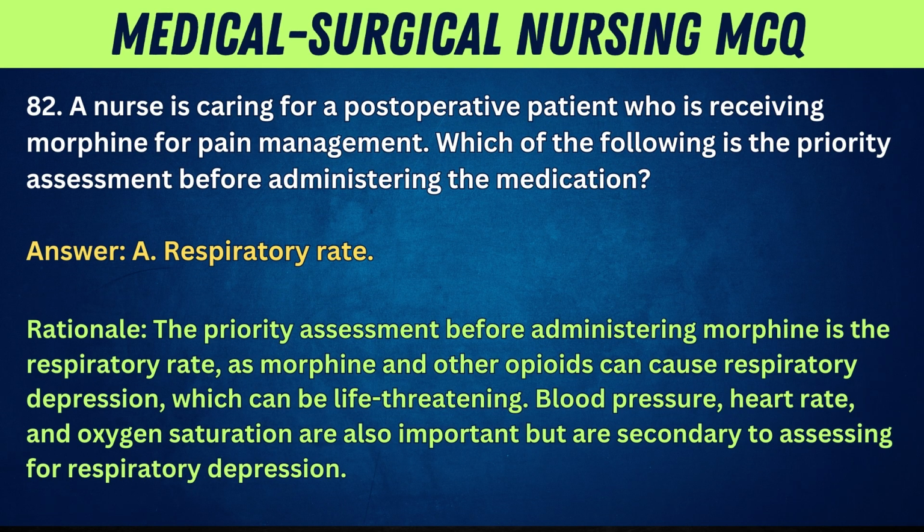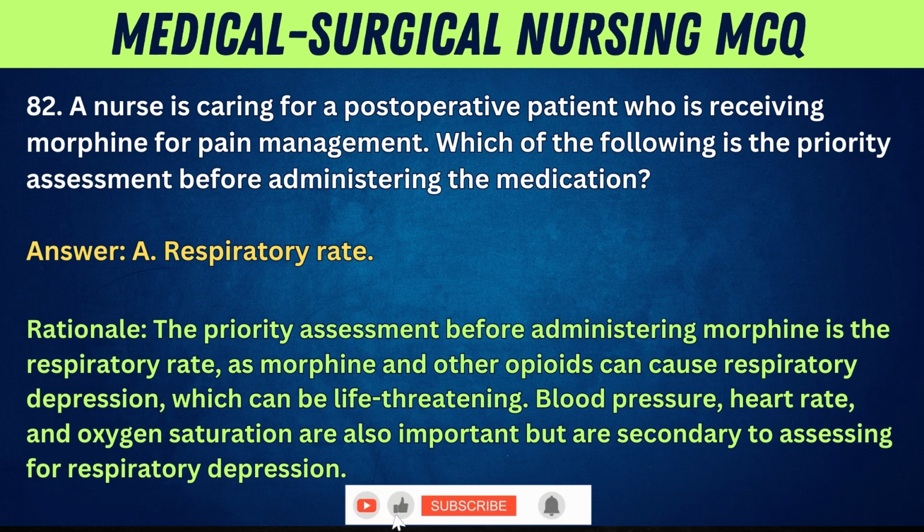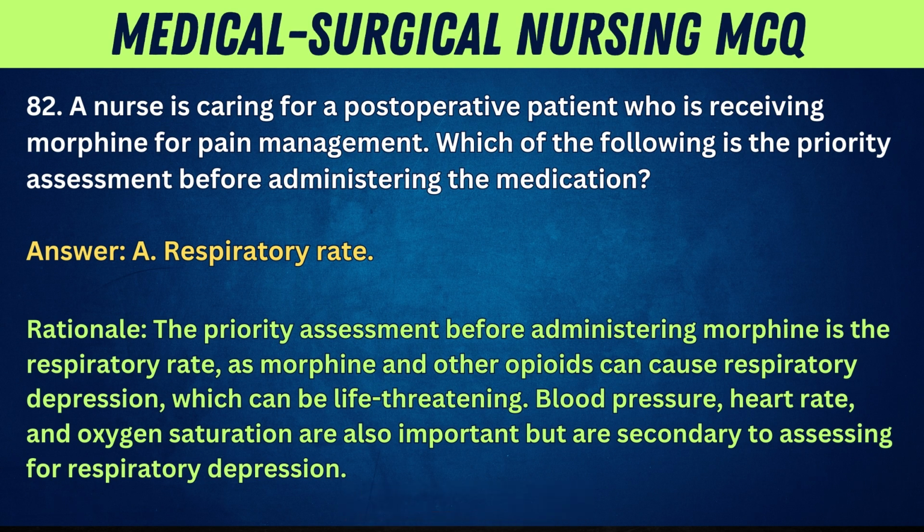Answer: A. Respiratory rate. Rationale: The priority assessment before administering morphine is the respiratory rate, as morphine and other opioids can cause respiratory depression, which can be life-threatening. Blood pressure, heart rate, and oxygen saturation are also important, but are secondary to assessing for respiratory depression.